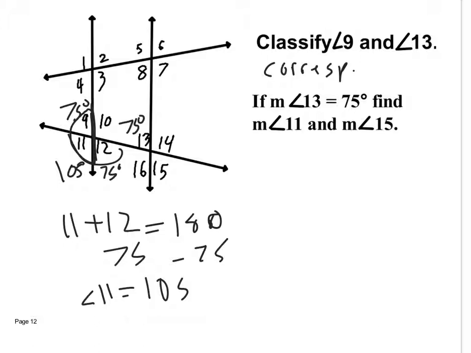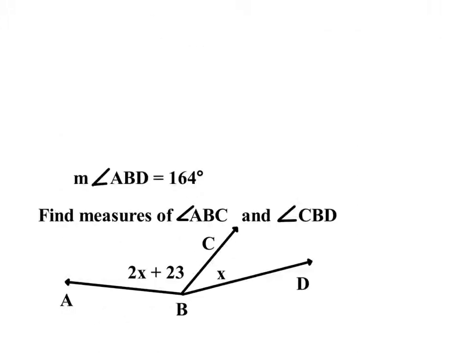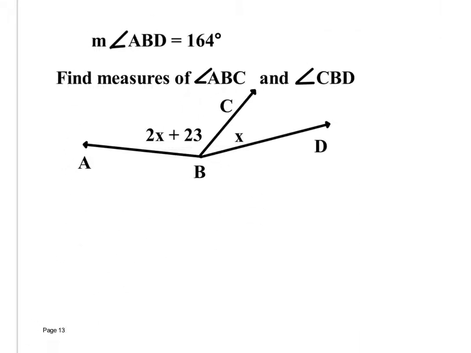Right? Vertical. These are vertical angles. So Brittany, if 13 is 75 degrees, what's 15 got to be? 75 degrees. Right? So based off one angle, I can find every one of these angles. Okay? And that's all it's going to ask you to do.